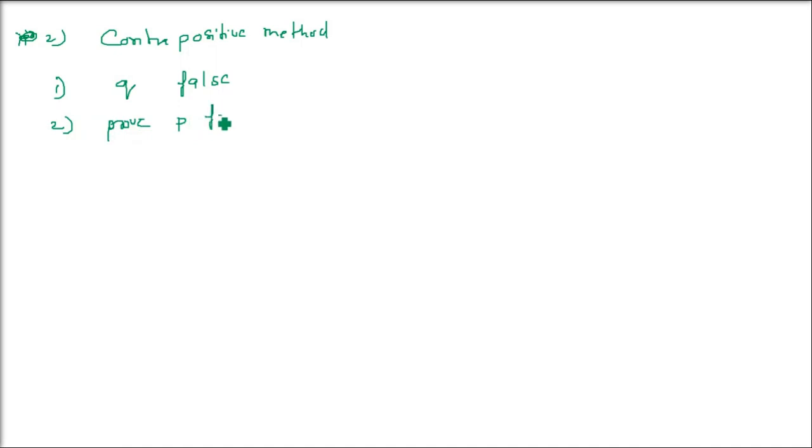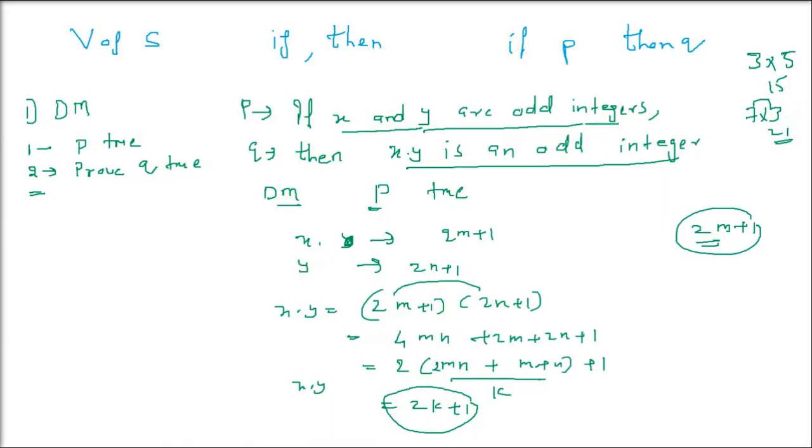But the second method of checking the validity of a statement with if then is called the contrapositive method. How do we do this contrapositive method? In this, the first step is we assume that Q is false. Whether it is true or false, we don't know. We just say it is false. And then in step 2, we try to prove that P is false. We start with Q is false, and then we prove that P is false. This is the contrapositive method.